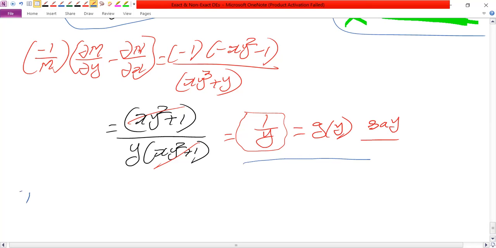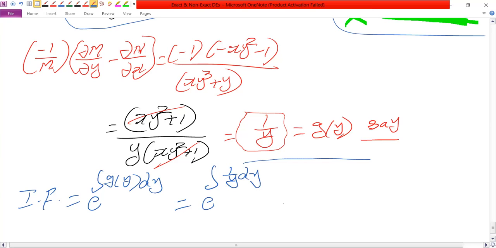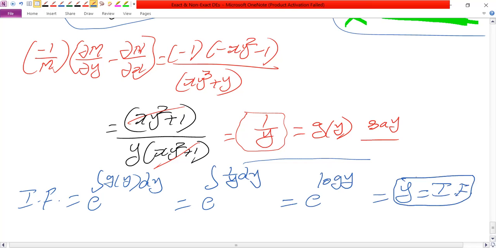Then according to our procedure, the integrating factor IF is e power integral of g of y dy, which is e power integral of 1 by y dy. What is the integration of 1 by y? It is nothing but log y. So e power log y, the exponential and log get cancelled, we'll get only y, which is the integrating factor. So now we got the integrating factor.